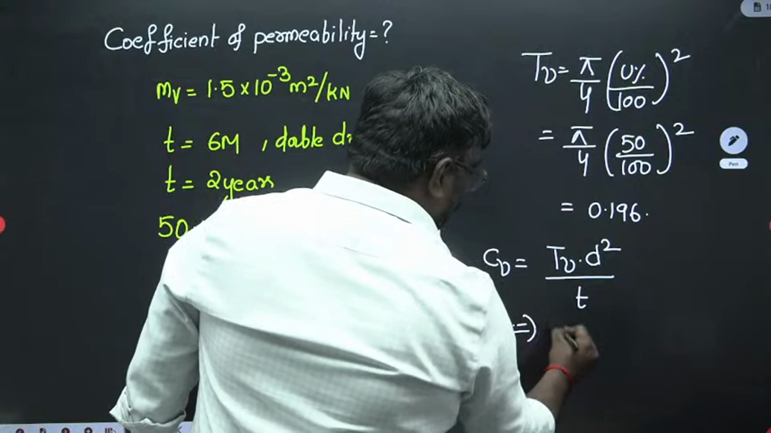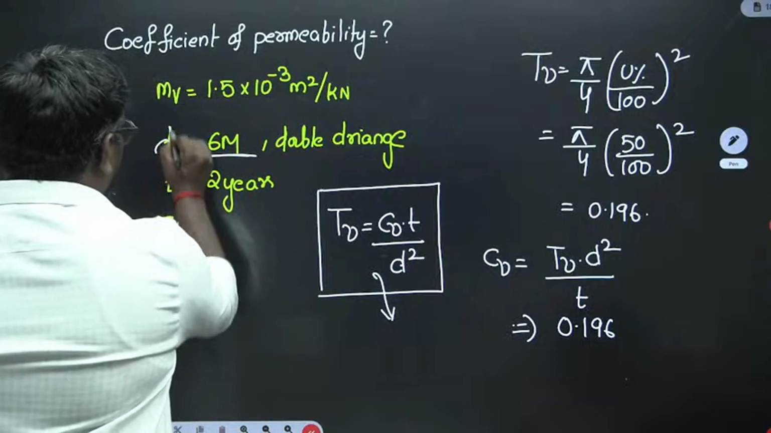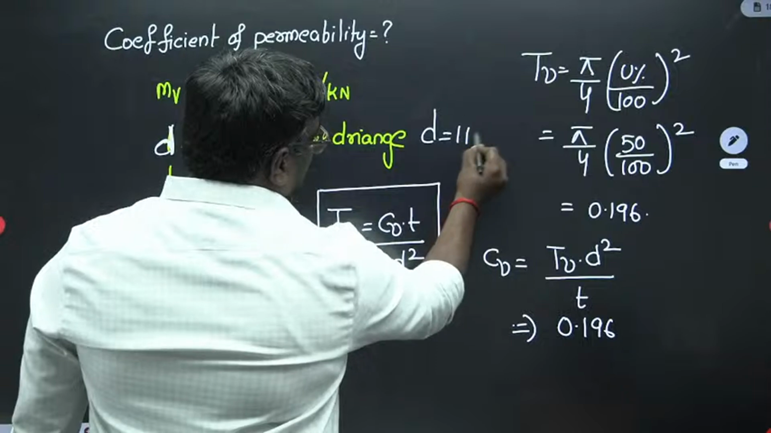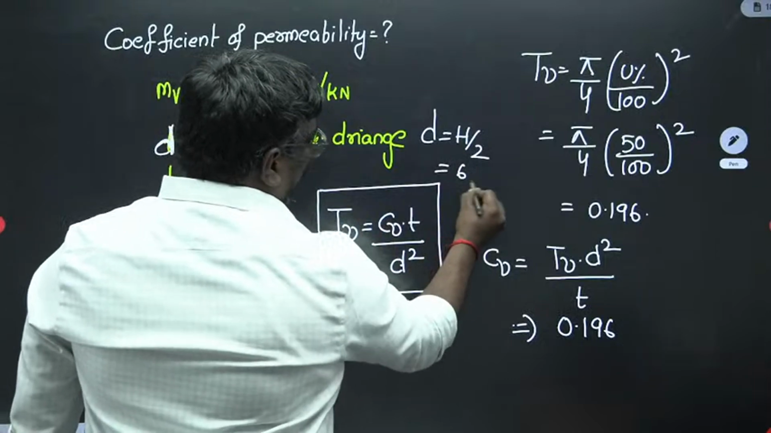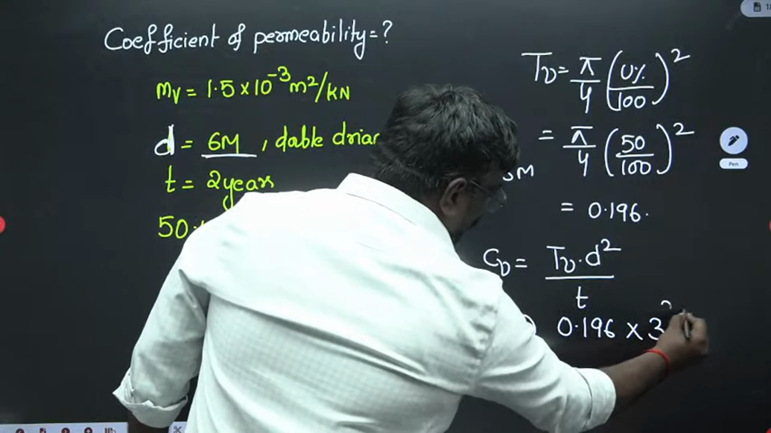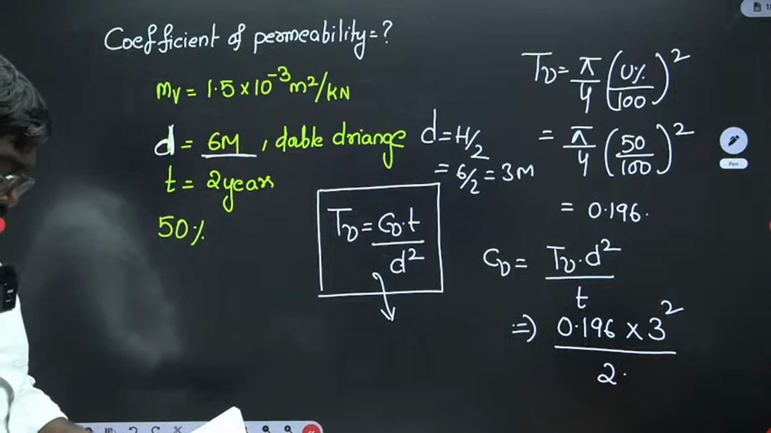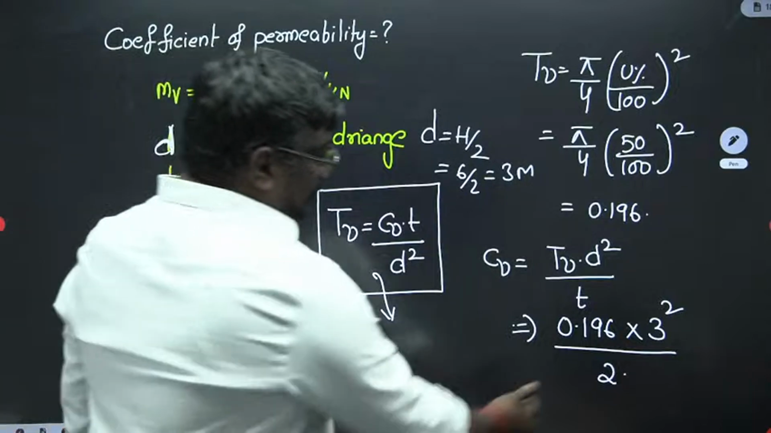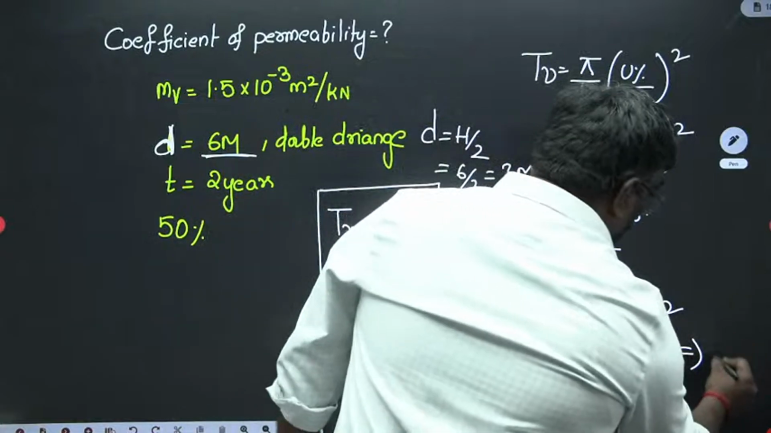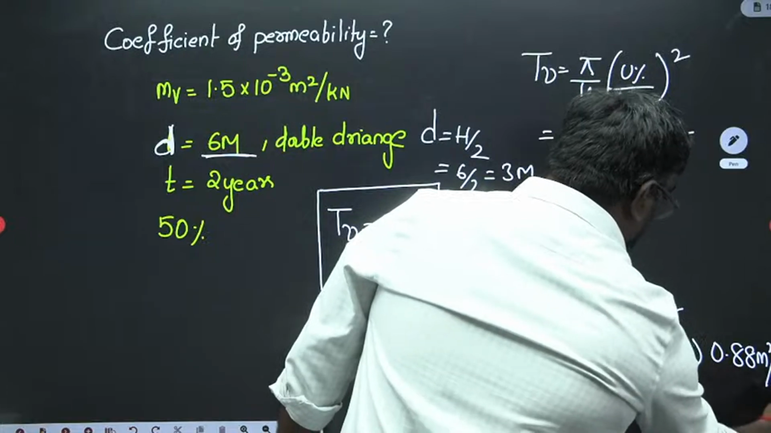So Tv is equal to 0.196. As it is double drainage, here D can be taken as H by 2, thickness by 2, 6 by 2, that will be equal to 3 meter. So 0.196 into 3 square divided by 2, time 2 is 2. So 4.5 into 0.196, so it will be equal to 0.88 meter square per year. Cv, right? Meter square per year.